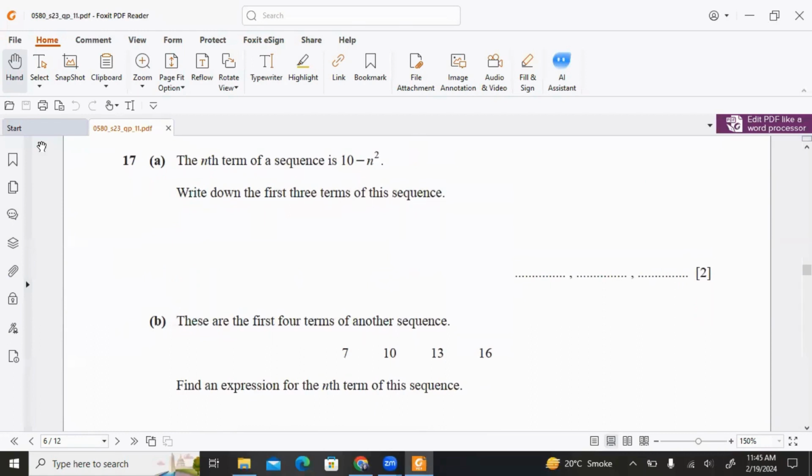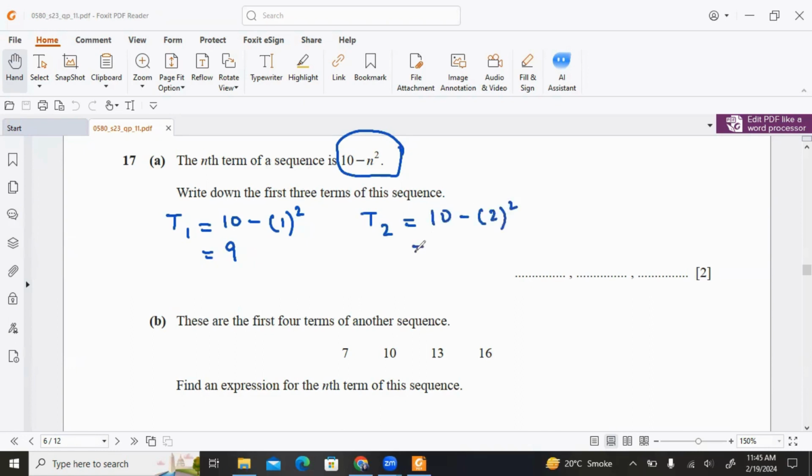Question 17 is asking us to write down the first 3 terms of the sequence. So the nth term is given as 10 minus n squared. That means t1, the first term, would be 10 minus 1 squared, which is going to be 9. t2, the second term, would be 10 minus 2 squared, which is going to be 6. And t3, the third term, 10 minus 9 would be 1. 9, 6, and 1.